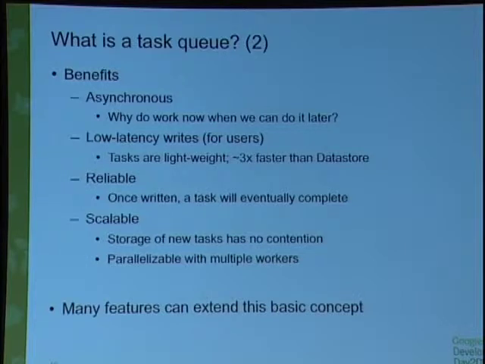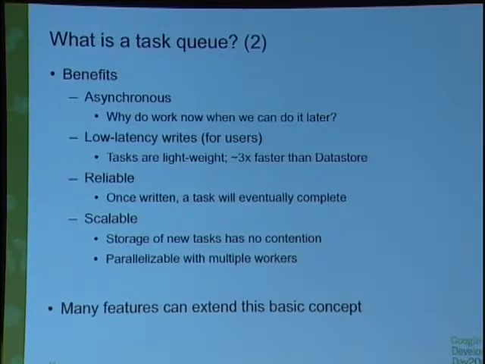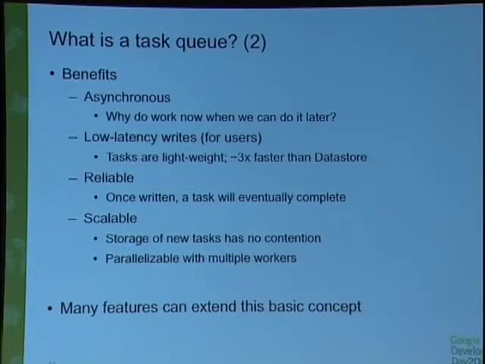On top of that, writing to a new task is actually cheaper than writing to the normal data store on App Engine. It can be around 3 times faster than the normal data store, which is really, really fast. So that's great too. If you know that you have a really high throughput, low latency need, then the task queue is a great way to achieve that. And it's reliable. Once you write a task, it will eventually complete. So you're guaranteed that kind of finishing.